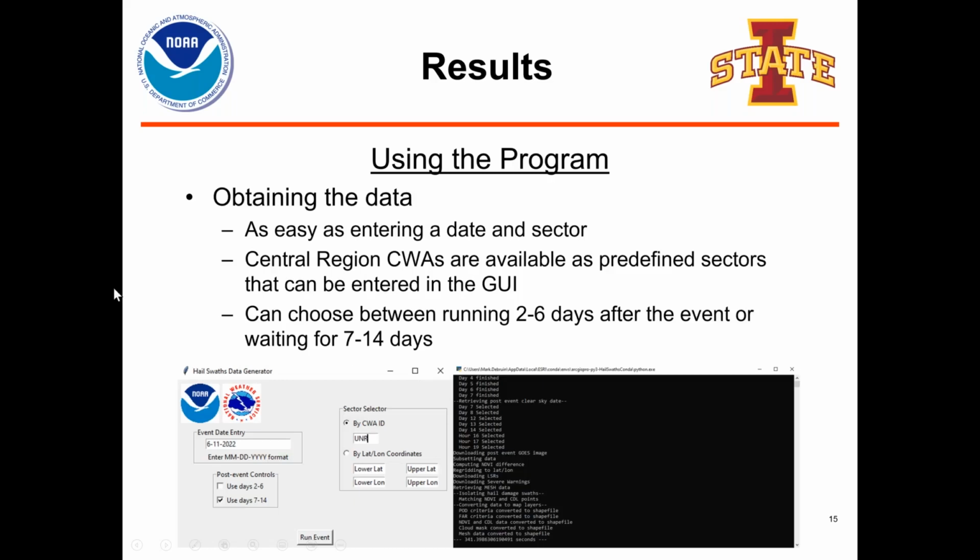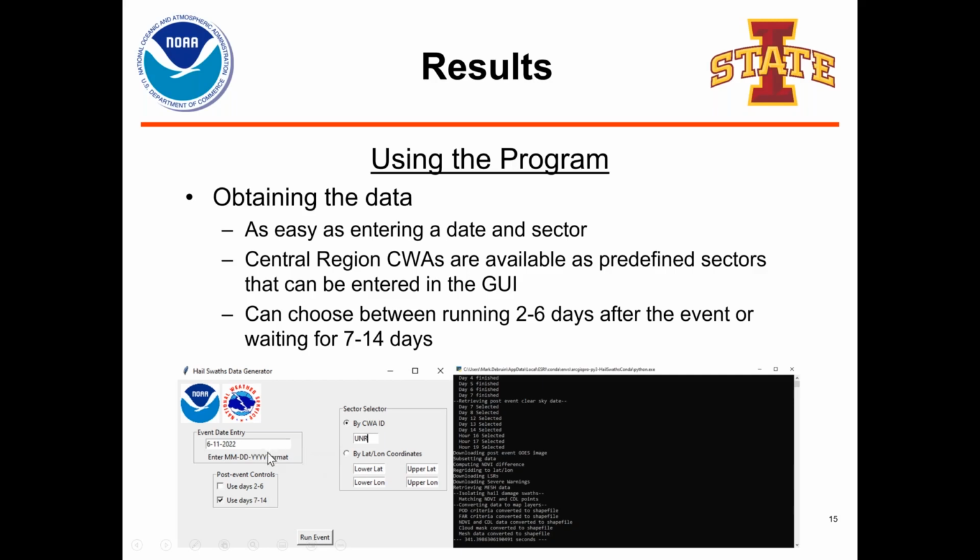So if you download it and now you've opened up the program, you've begun running it, using it is as easy as entering a date and a sector that you want to look at. I added a feature where central region CWAs are going to be available as predefined sectors that you can just enter that ID, and that's the data that it will generate for you over your CWA. But you also have the option to use lat/lon coordinate bounds.